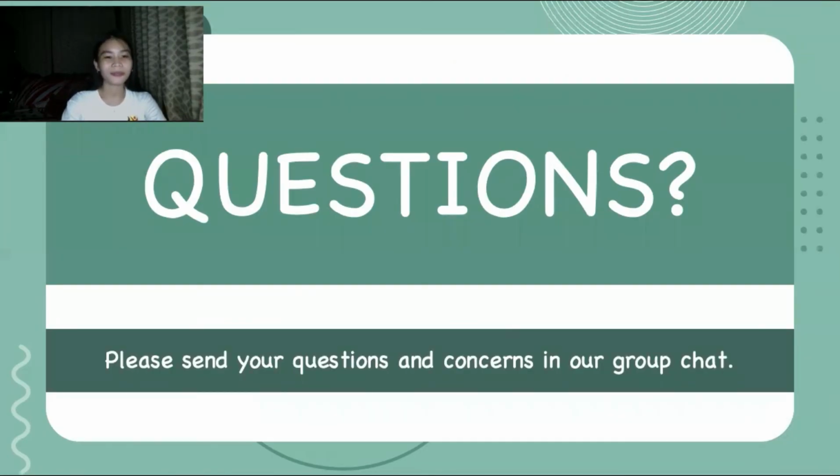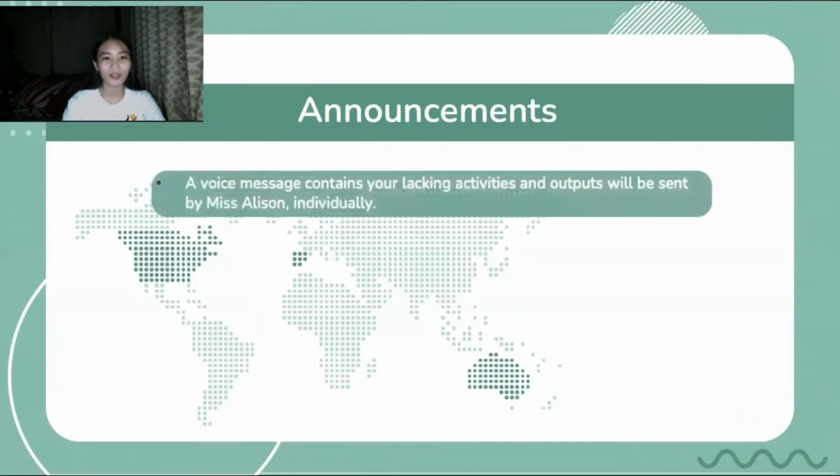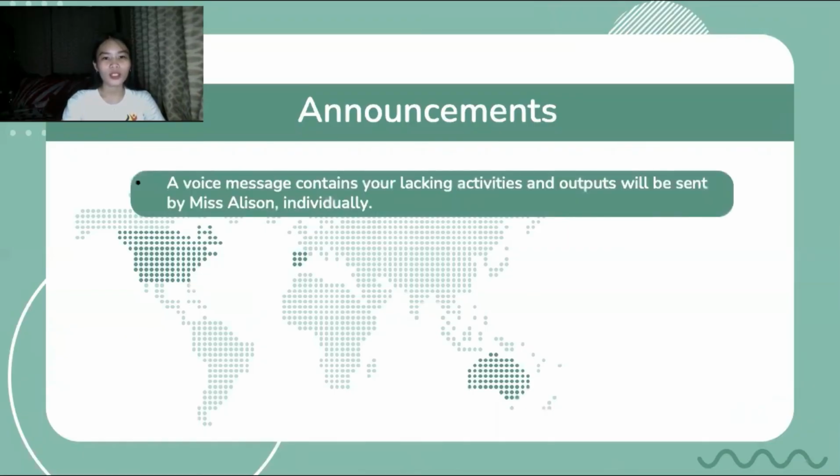Okay, so for announcements, I only have 3. First, a voice message containing your lacking activities and outputs will be sent by Miss Allison individually. For grade 9, I already finished sending to the students from the communities of St. Vincent Ferrer, St. Hyacinth of Poland, and St. John Macias.